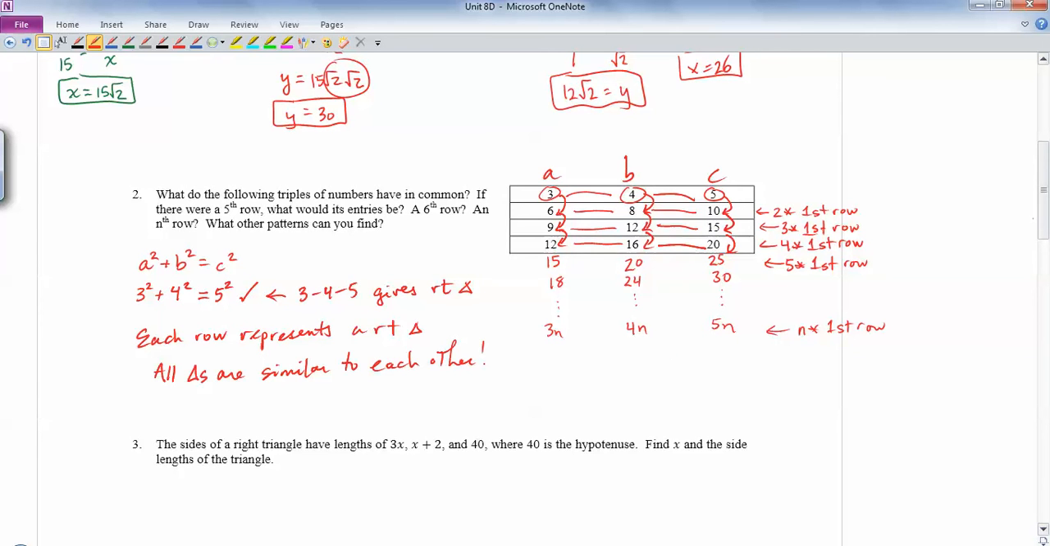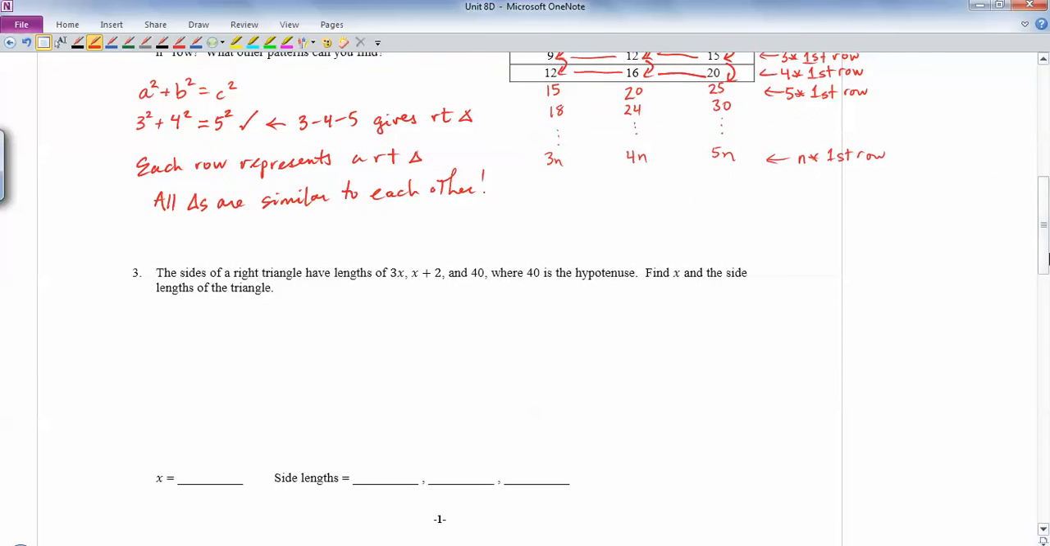Okay, let's go on. Sides of a right triangle have lengths of 3x, x plus 2, and 40, where 40 is the hypotenuse. So 40 is the hypotenuse, and I'll call this side 3x, and this one is x plus 2. Find x, and then the side lengths of the triangle. Well, the whole unit's on right triangles, and the one theorem we know that always works with right triangles is Pythag. So I'm going to square 3x, square x plus 2, and then square 40, which is the hypotenuse, so that's my c.